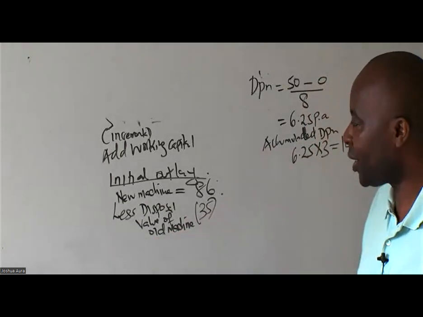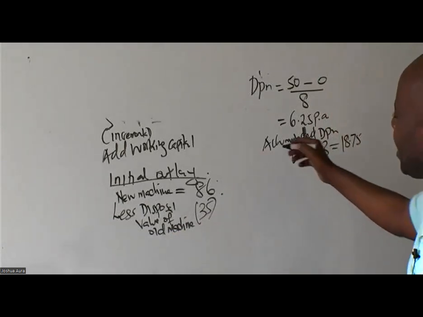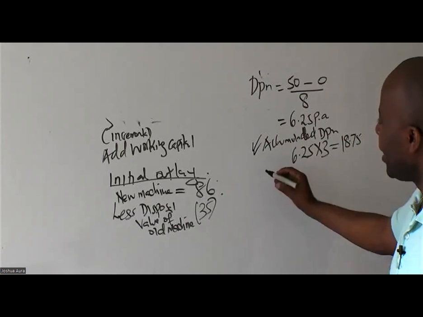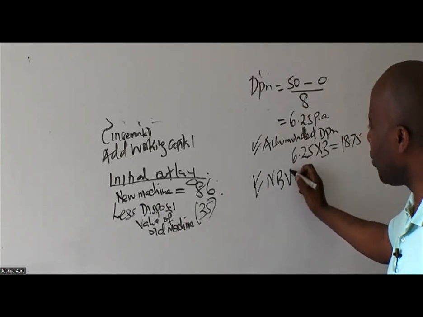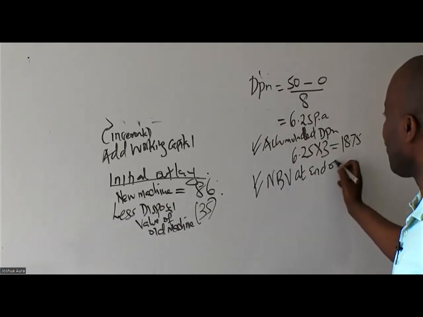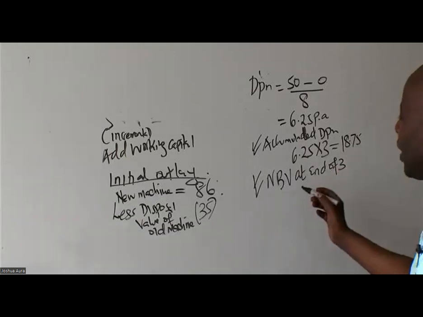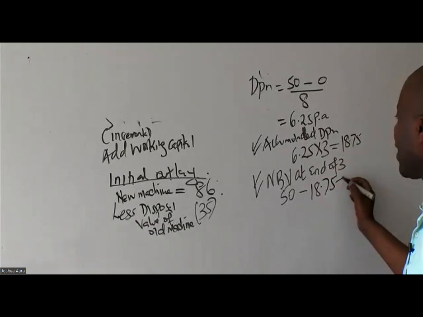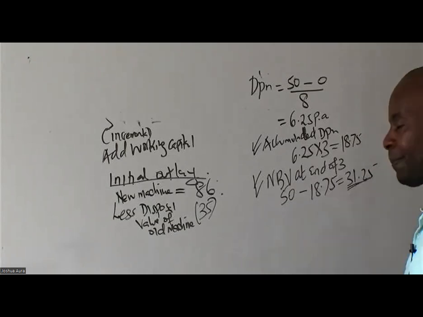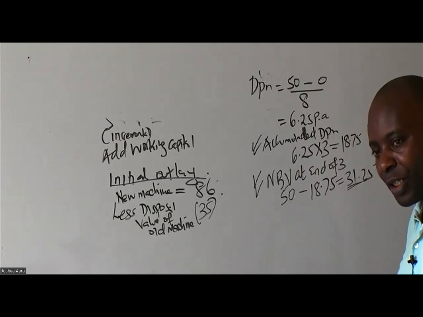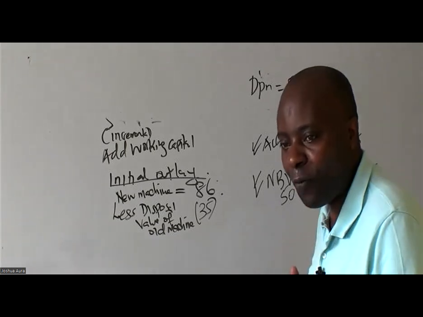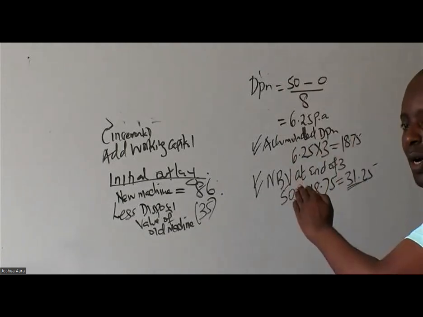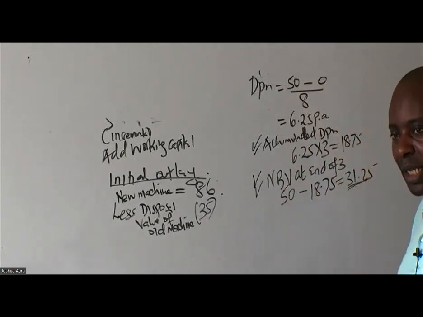So now, ladies and gentlemen, once I have this accumulated depreciation, the next thing I'll do is give them the net book value at the end of year 3, when I want to sell this machine. So the net book value will be the initial cost, which was 50, minus this accumulated 18.75. This is how we got the 31.25. By the time we are selling this machine, it's worth 31.25. So we need to write it off our books. We credit our machinery account, we debit our disposals. And of course, you must have seen how I got the profit.